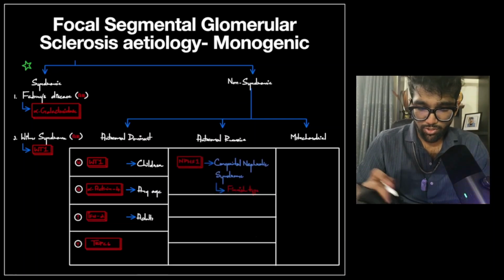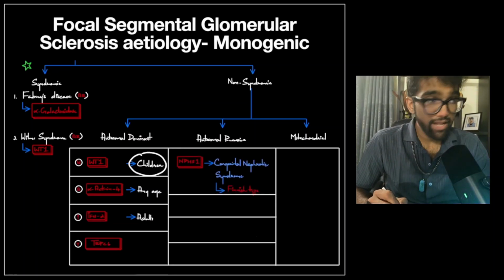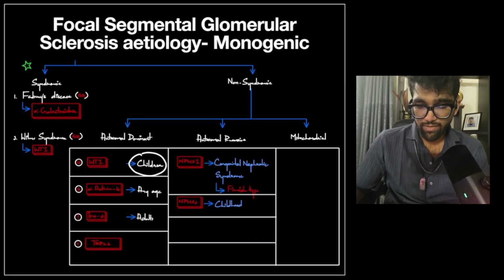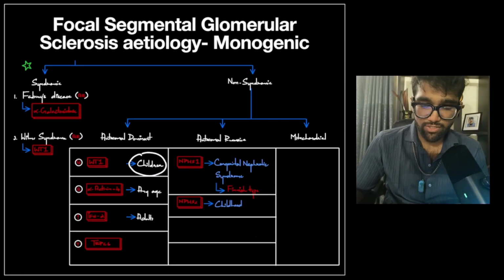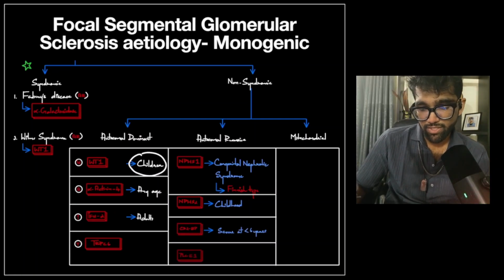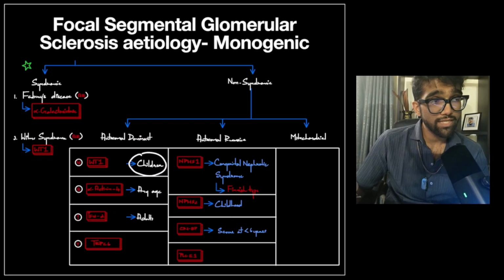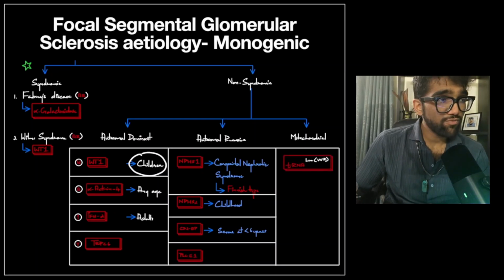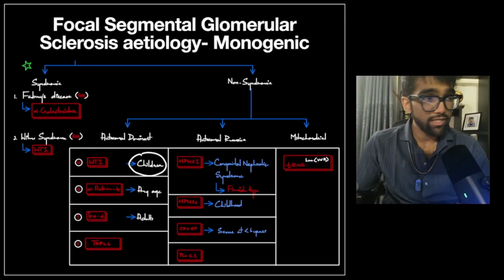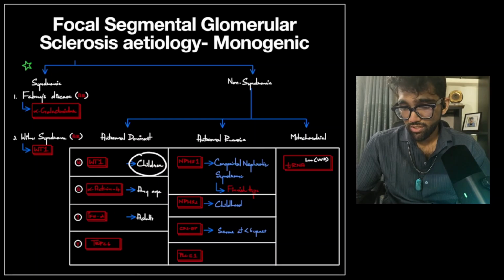Now, importantly, WT1 occurs in childhood. Alpha-actinin 4 can present at any age of the patient, and INF2 is typically in adults. Then NPHS1, that is congenital nephrotic syndrome, which is called Finnish type. NPHS2 is childhood nephrotic syndrome. CD2AP is very severe and presents at an age less than 6 years. And then we have the epsilon 1 subunit of phospholipase C. And then in mitochondria, we have the mitochondrial tRNA gene for leucine, that is MTTL1.